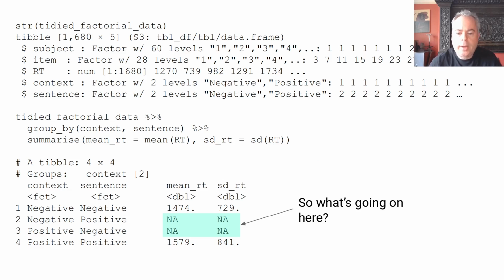Now, one of the great things about R is that if you have missing data in your data set, it won't decide what to do with it. It'll actually flag it up as an issue, as it's done here, and you have to make a decision as to how you want to deal with the missing data.